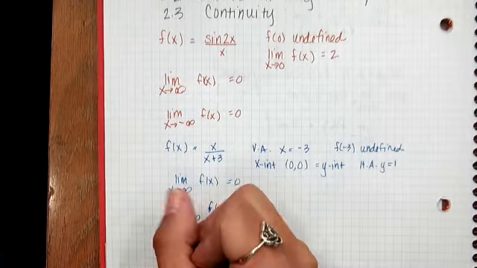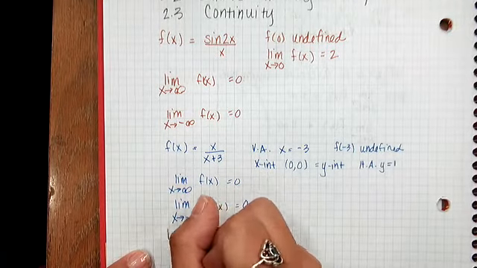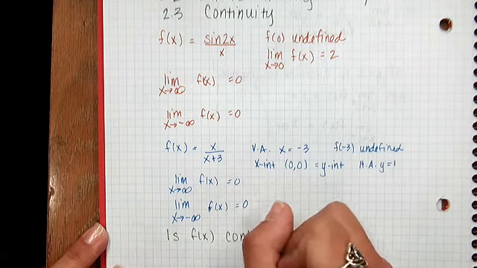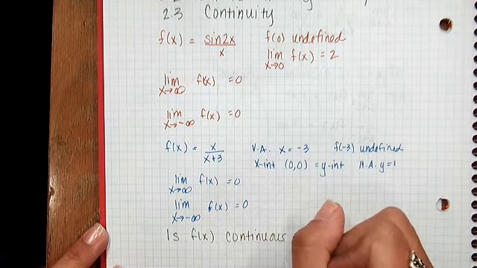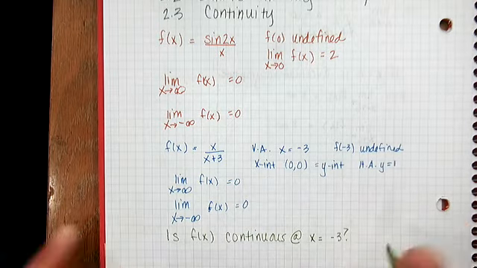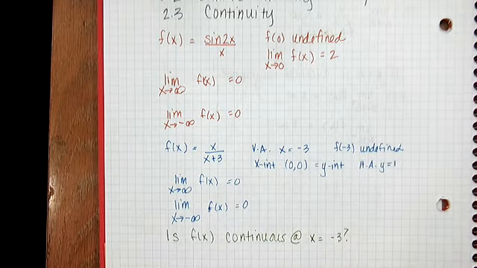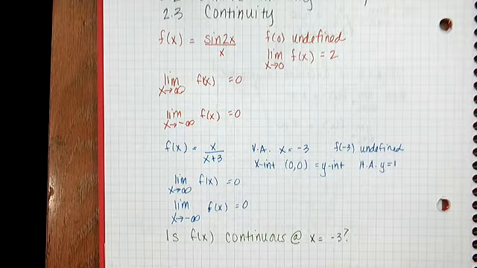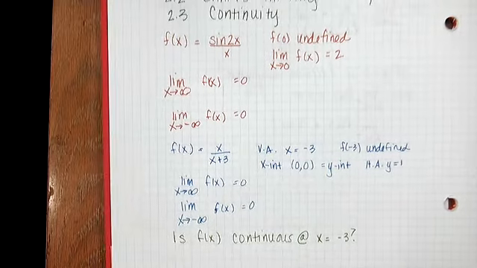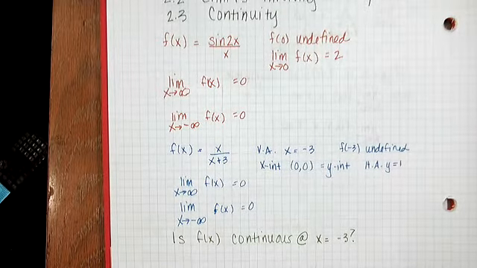Okay. So is f of x continuous at x equals -3? Okay, the answer to that right away is no. There's an asymptote at -3. Well, wait, great, there's an asymptote, but what does it mean to be continuous?